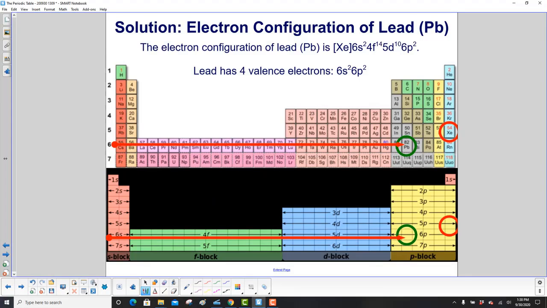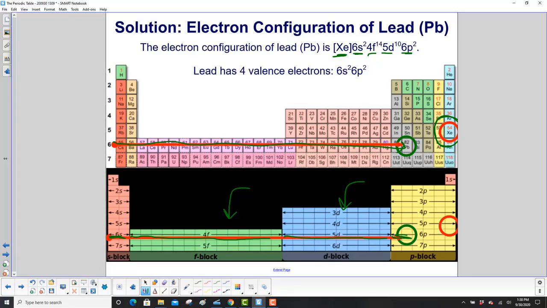We go to the noble gas in the period above lead, and that's going to be xenon. And then we start on period 6 and go all the way until we get to lead. So down on the electron model, we have 2 6s electrons. Oh, and by the way, notice xenon here is in brackets. Then we go through the entire F block. And we pick up 14 electrons there. And then finally we go through the whole D block and we pick up 10. Now notice the F block is 4f, the D block is 5d. And then finally we wind up with 2 electrons in the 6p block.